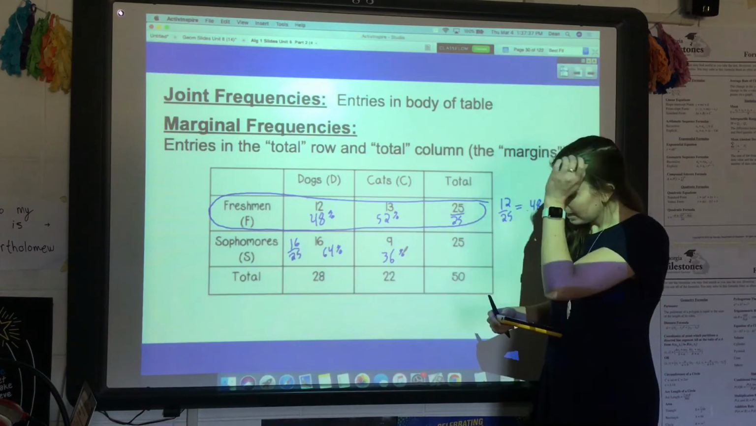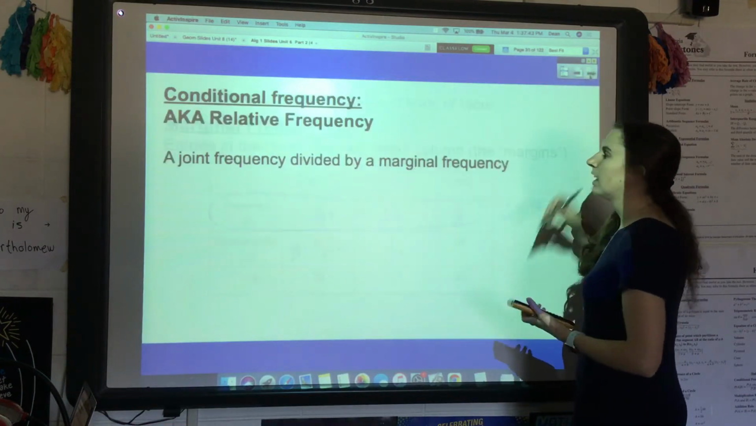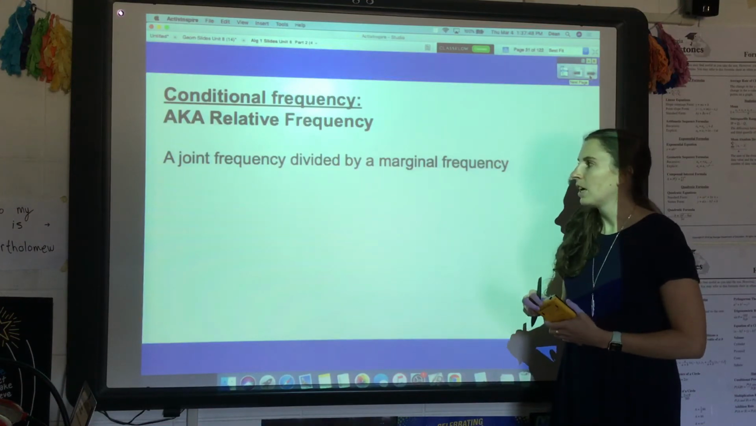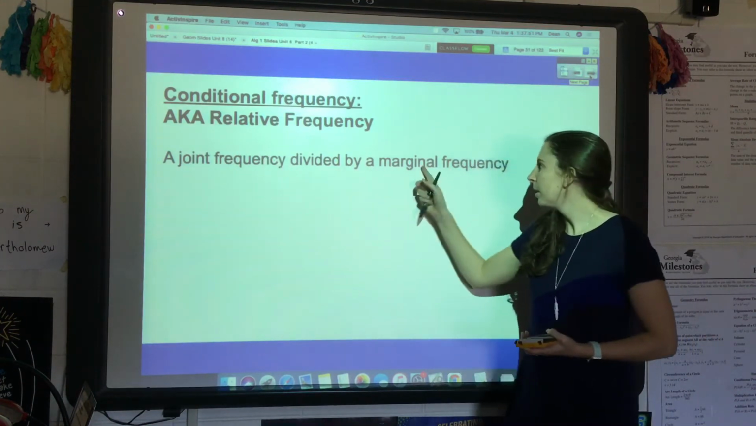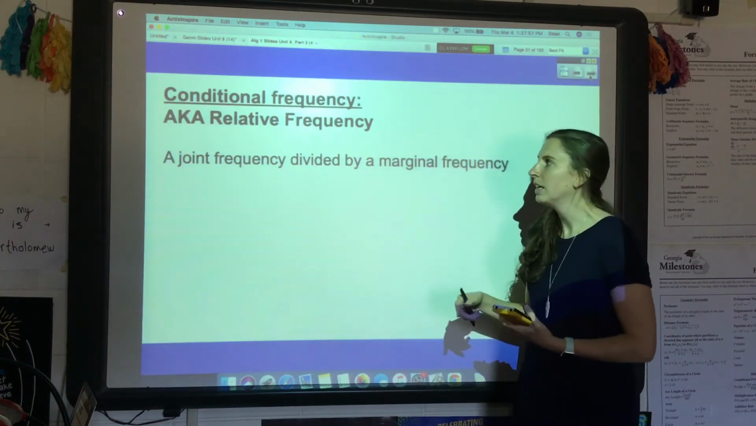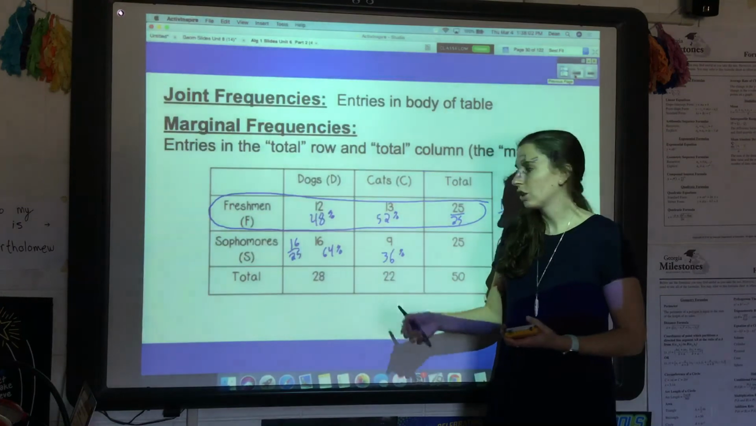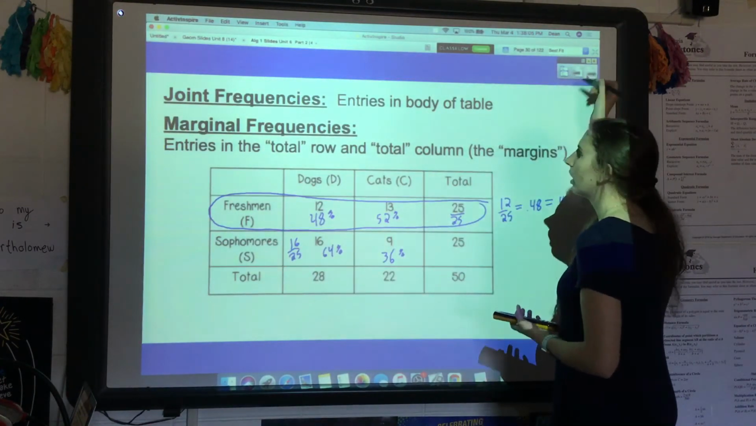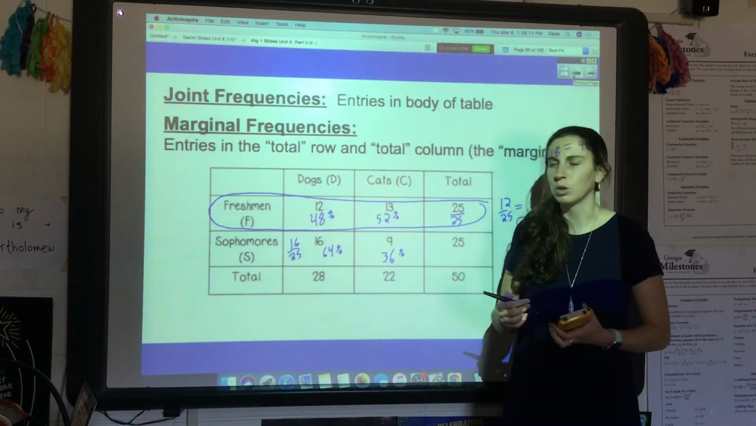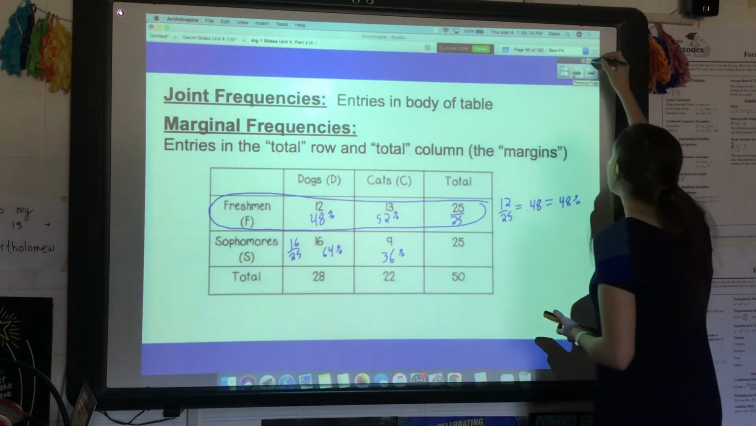So that kind of gives you an idea of how you can calculate what's called a conditional frequency, or sometimes a relative frequency. It's what you get when you take a joint frequency and divide it by a marginal frequency. Basically, when you take a percentage out of a row or a percentage out of a column, it's based on the condition that you are a freshman, or based on the condition that you are a sophomore. It's also called a relative frequency because it's relative to whether you're a freshman or whether you're a sophomore. So I was doing conditional frequencies based on the rows. You could also do it based on the columns.